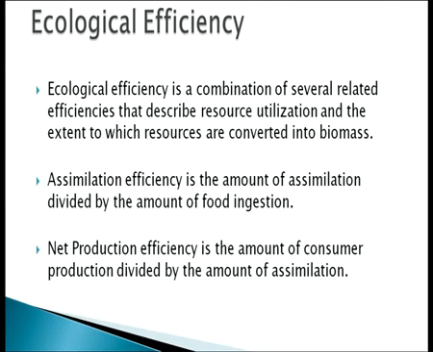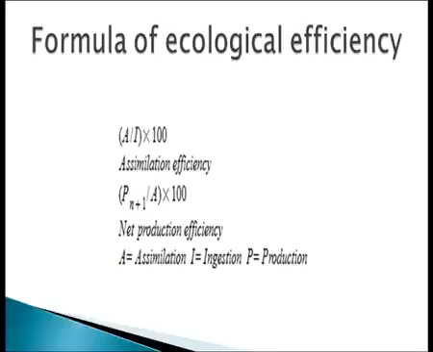For example, assimilation efficiency is the amount of assimilation divided by the amount of food ingested by the organisms at a particular trophic level. Net production efficiency is the amount of consumer production divided by the amount of assimilation at the producer level. The formula for assimilation efficiency is assimilation divided by ingestion, times 100. Net production efficiency is given as production at n level divided by the assimilation at n level.